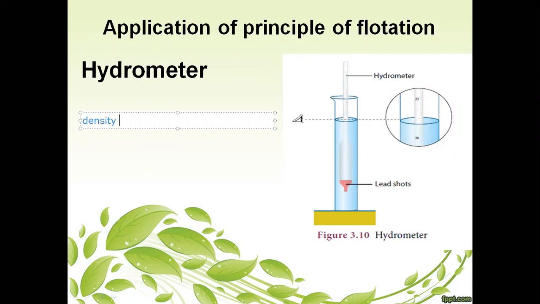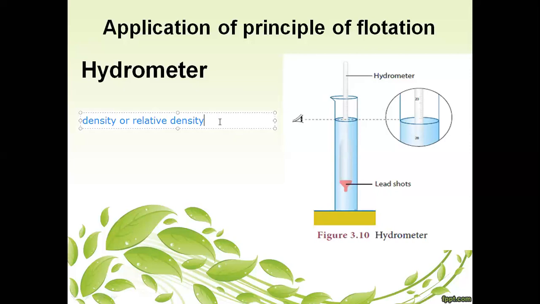density or relative density of a liquid. So the hydrometer is the instrument used to measure the density or relative density of the liquid. It consists of a cylindrical stem. At the lower end of the cylindrical stem, it has a spherical bulb.